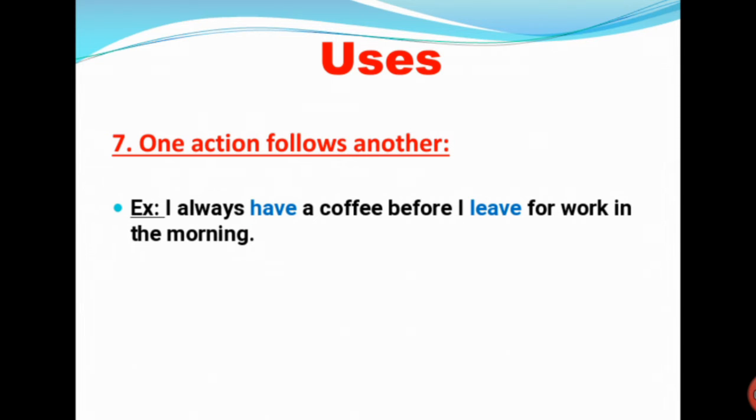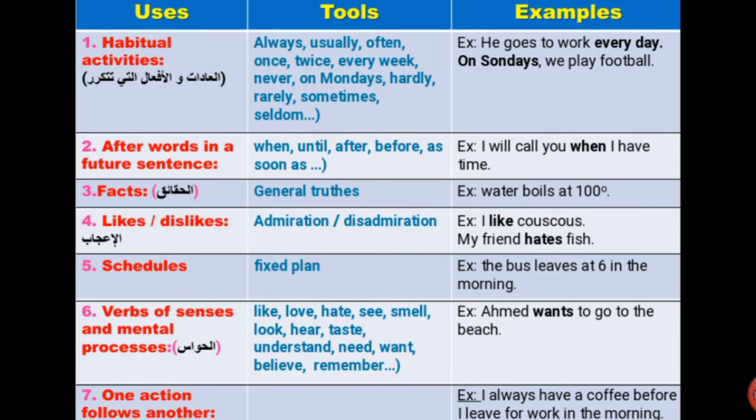فعل يتبع فعل. When we find two actions in one sentence, that refers to present simple. For example: I always have a coffee before I leave for work in the morning. There is always, there is before, and there is in the morning. That's why we used have and leave. I always have a coffee, always something repeatedly. And the second one, before I leave. Before, when, until, as soon as, we use the present tense here. Before I leave for work in the morning. Perfect.